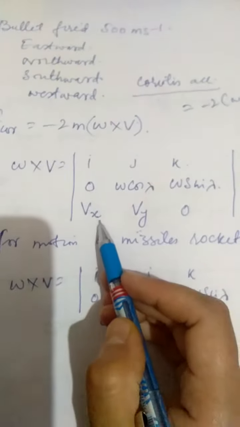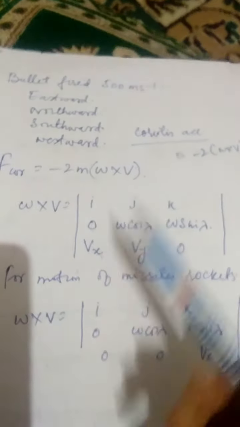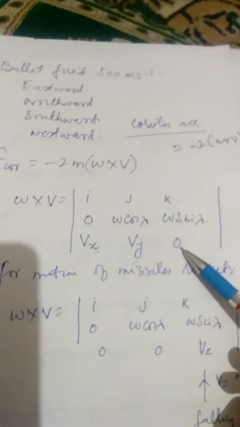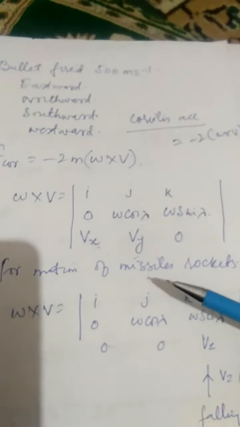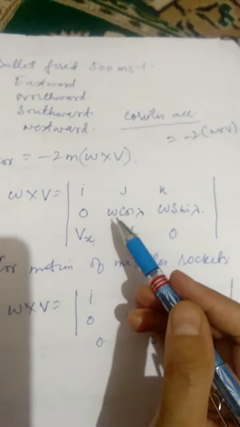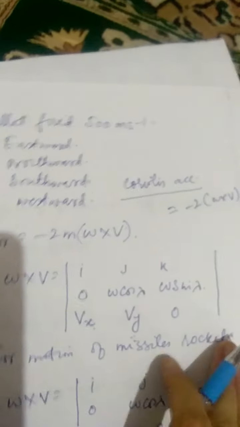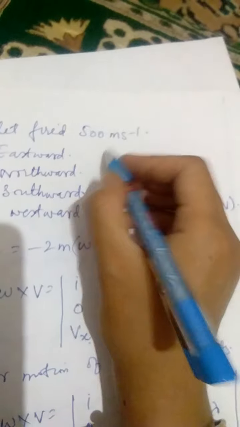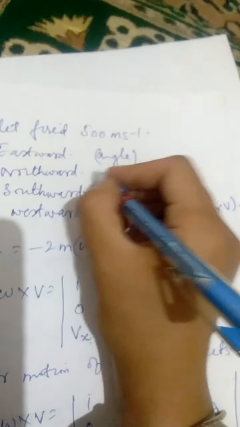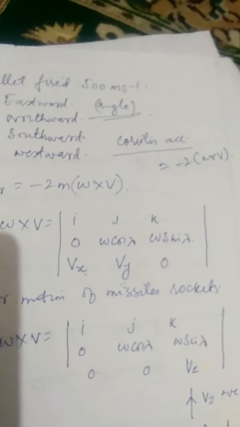Now what is the value of Vx? In the first case it is eastward, so Vx will be taken as 500. Vy will be taken as 0, because there is no component in the y direction. Now omega, I have already told you, is 2 pi by 24 into 60, and the cos lambda factor, you will also be provided with a certain angle. I'm just giving you certain approximations, then you will be able to solve the numerical problems. It's not a big deal.